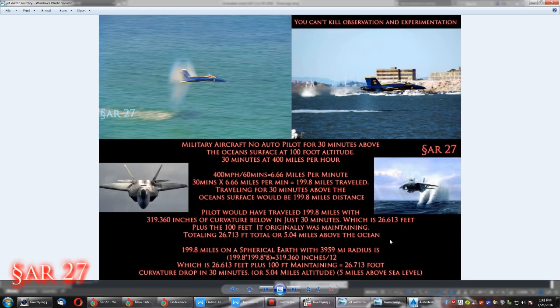So again, right here, I put the equation. It's going to be 198 miles on a spherical Earth with a radius of 3959 miles. The radius in miles squared times 8, the inches divided by 12, which is 26,613 feet, plus the 100 feet that they were already maintaining. So it's going to be 26,700 feet of curvature drop in just 30 minutes if they don't compensate for the curve. Basically, it's 5 miles above sea level if they don't nose down.